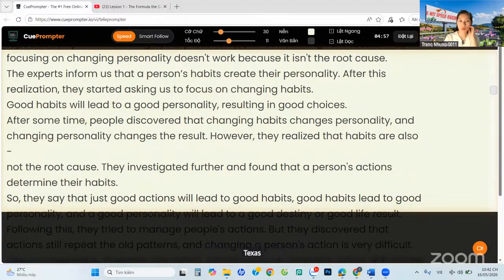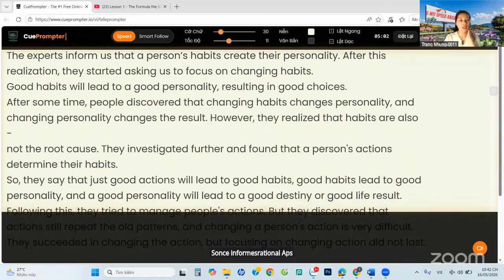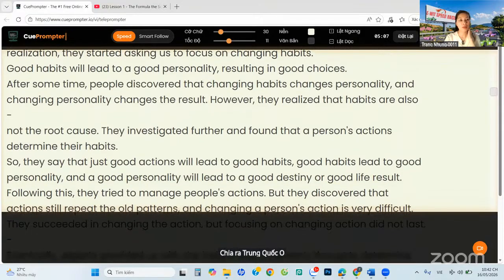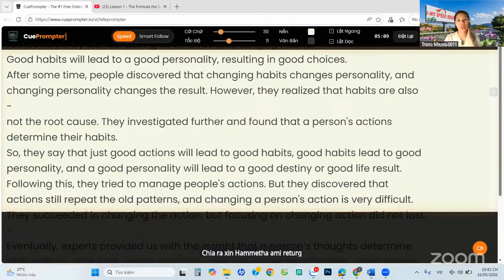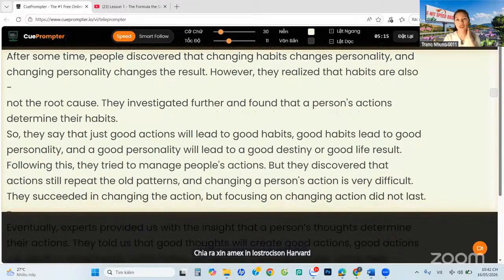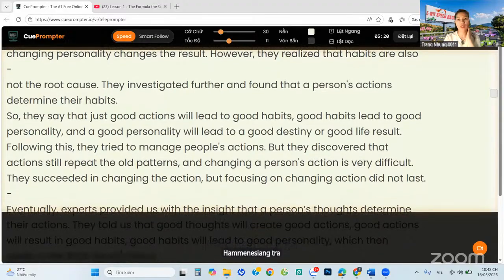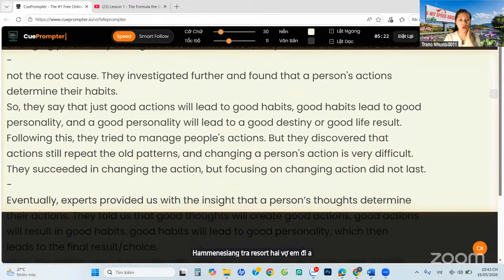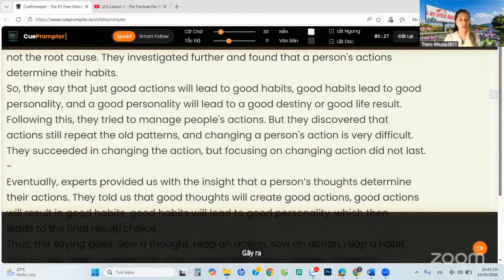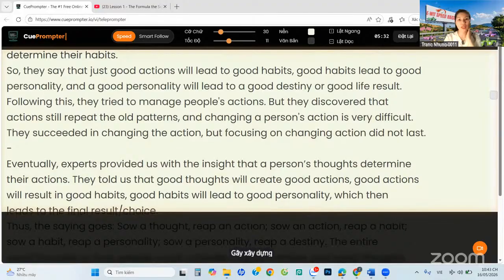The experts inform us that a person's habits create their personality. After this realization, they started asking us to focus on training habits. Good habits will lead to good personality, which results in good choices. After some time, people discover that training habits changes personality, and changing personality changes the results. However, they realize that habits are also not the root cause. They investigate further and find that a person's actions determine their habits. So they say that a good action will lead to a good habit.